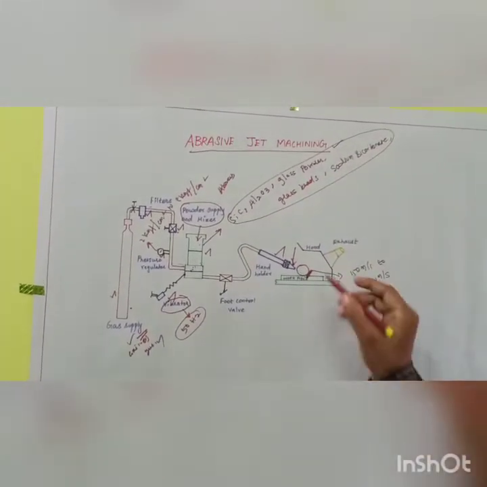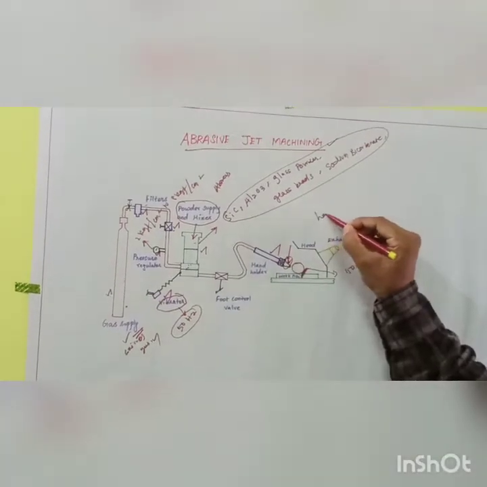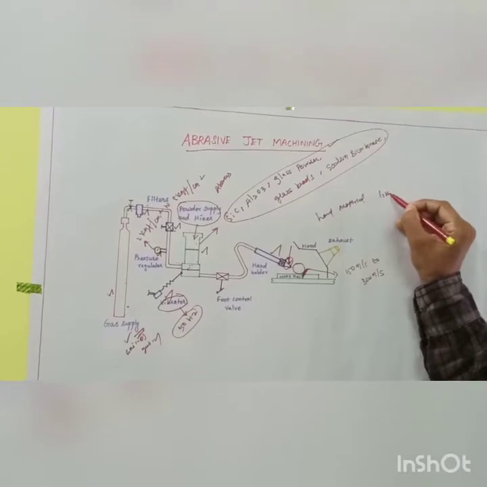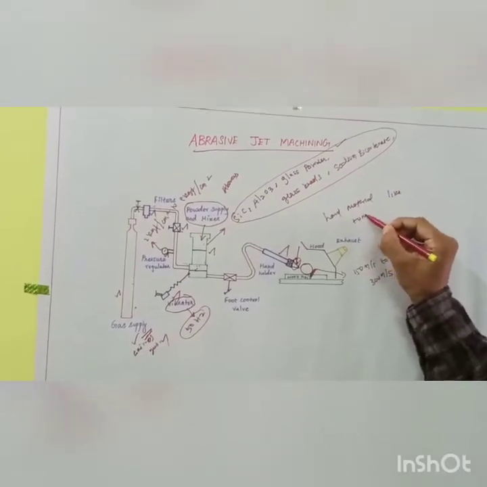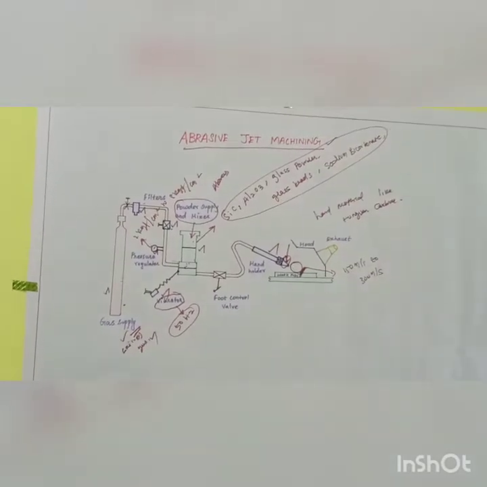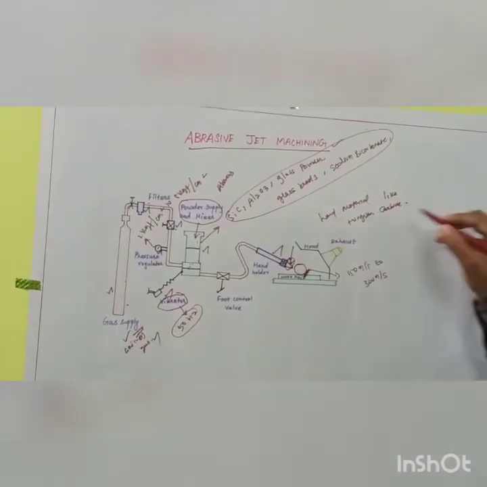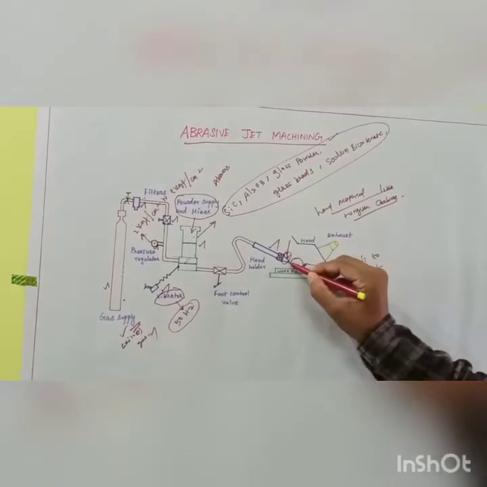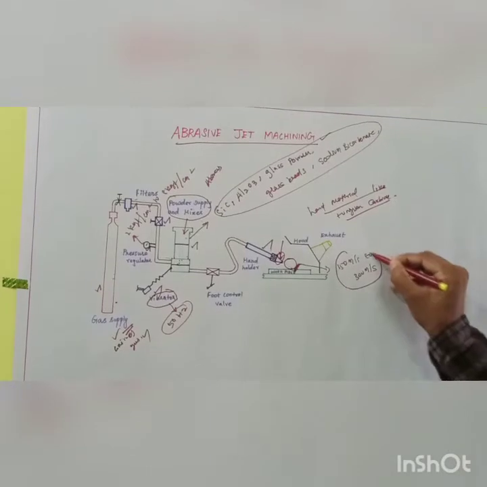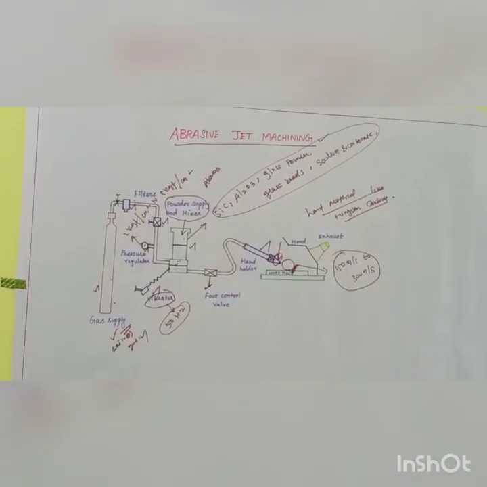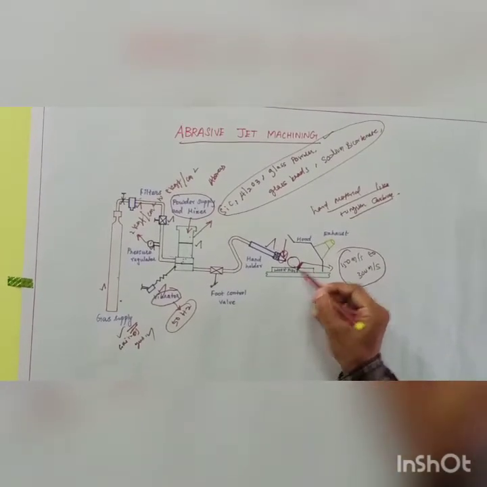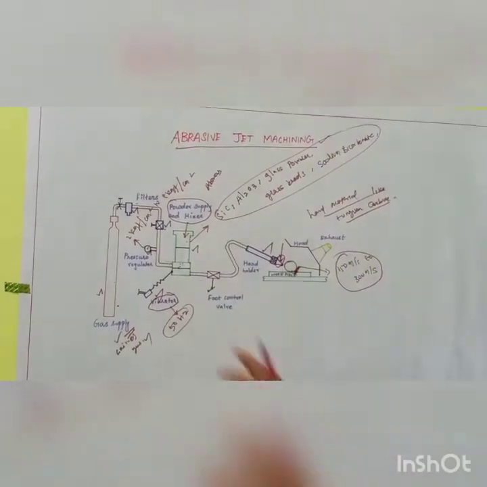Normally nozzles are made of hard material like tungsten carbide. And the velocity of these abrasive particles is 150 meters per second to 300 meters per second, which tends to remove some amount of material from the workpiece. These are the equipment setup.